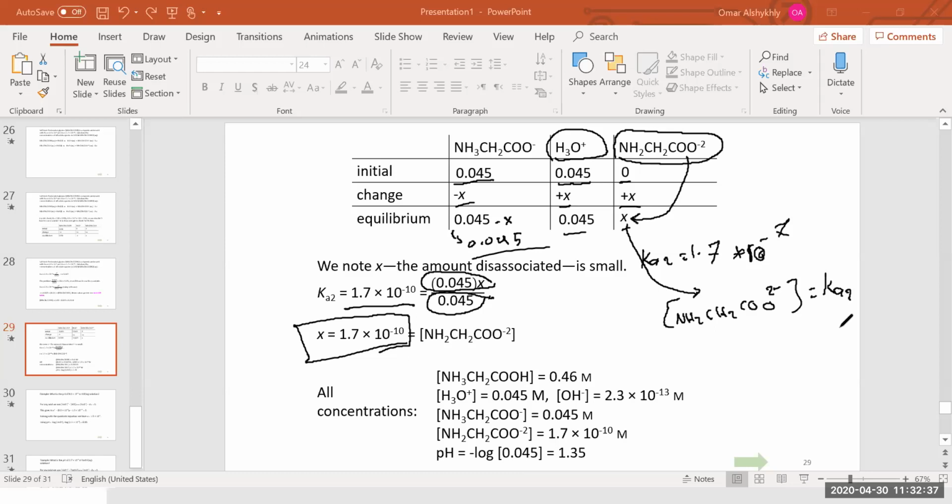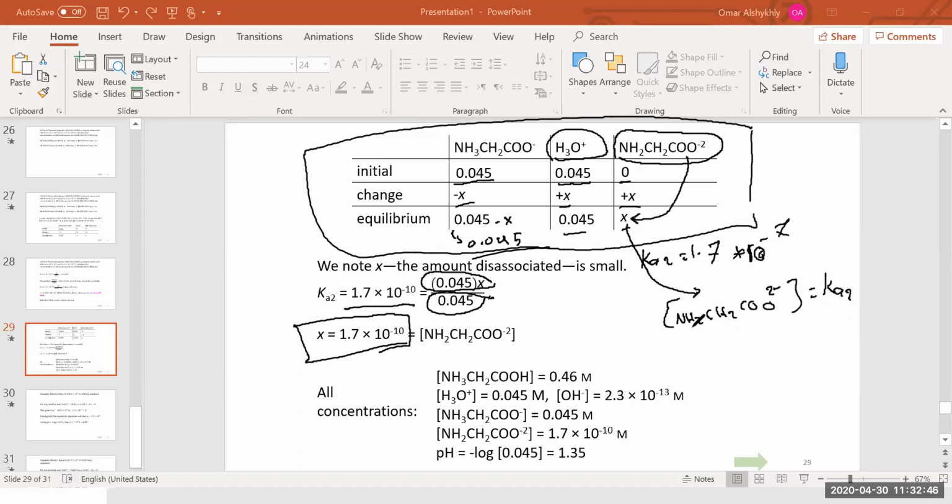You guys write it from the beginning or do this. It's better to do the ice table, but usually equal to Ka2. Now, all concentration of all species. So what do you have?